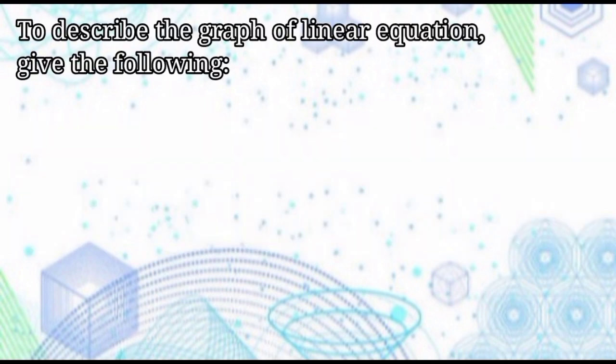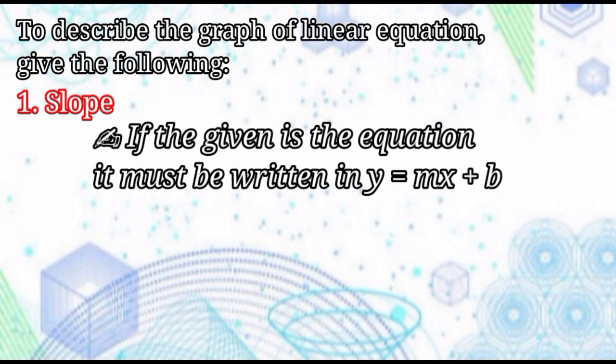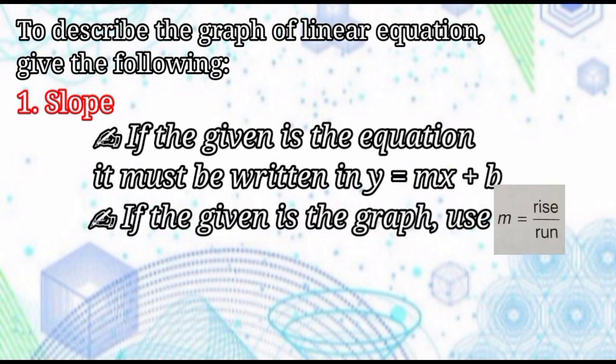To describe the graph of a linear equation, the following information is needed. Number 1 is the slope. Kung naalala pa kung paano pagkuha ng slope, kapag ang given ay equation, dapat ang equation na ito ay nakasulat into slope-intercept form na y equals mx plus b dahil ang m sa formula na ito ay ang slope. Kung ang given naman ay graph, gamitin ang formula na rise over run.